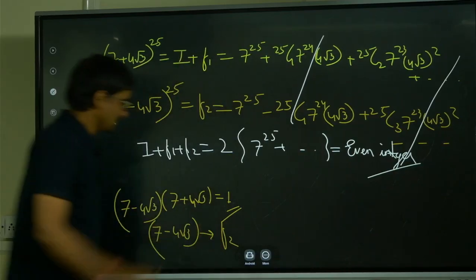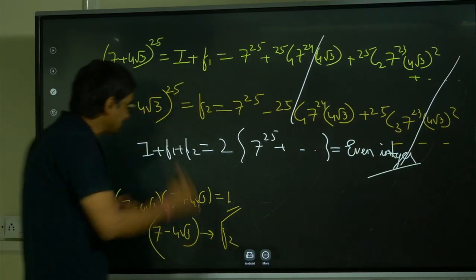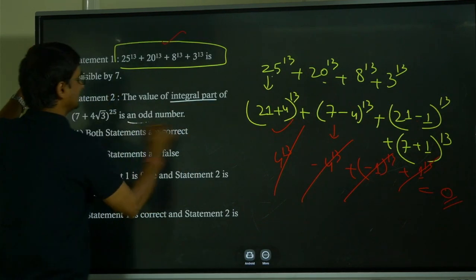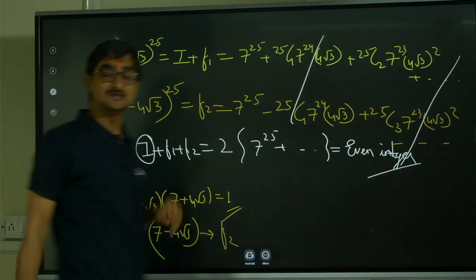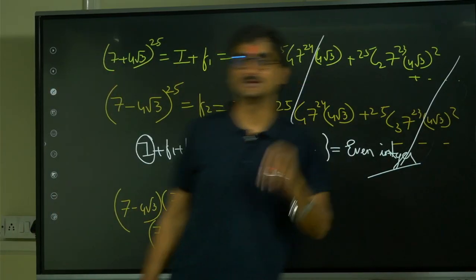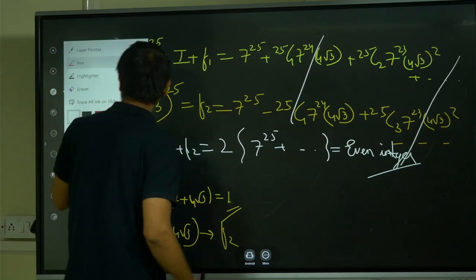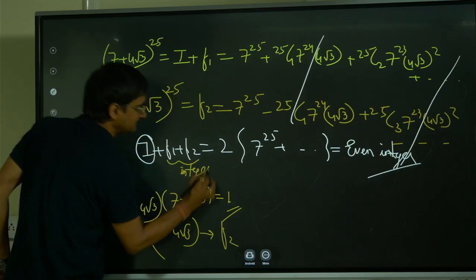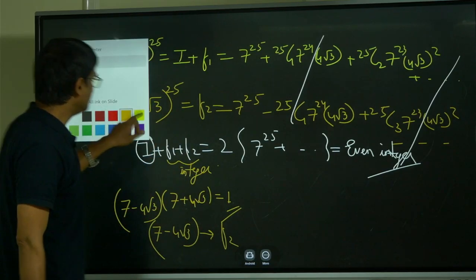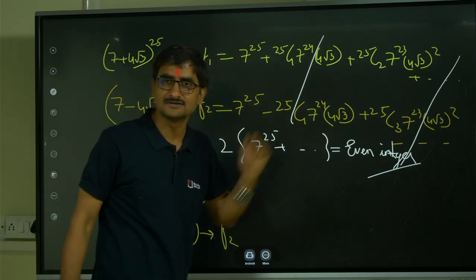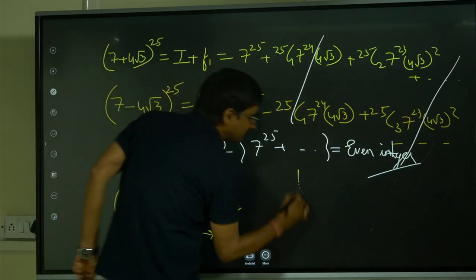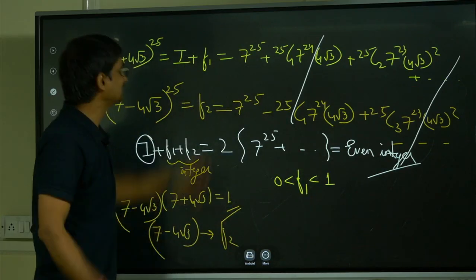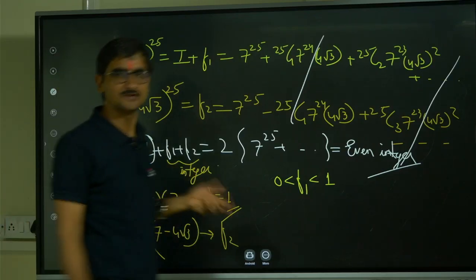Bachcho, now the left side. We have to get this integral part, isn't it? The integral part of this is an odd number. For that we need to check or get f1 plus f2. Now how? See, simple. That has to be an integer. All of you agree? Bachcho, that has to be an integer, because integer plus integer can only give us an integer. But f1 is a fraction between 0 and 1. It can't be 0. Why? Because that's not an integer. 7 plus 4 root 3 is not an integer.